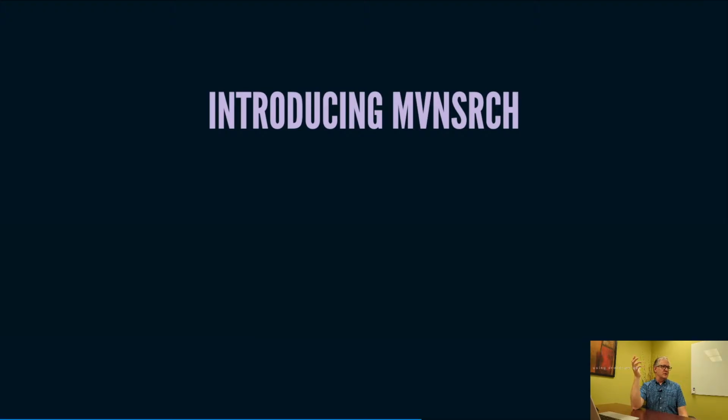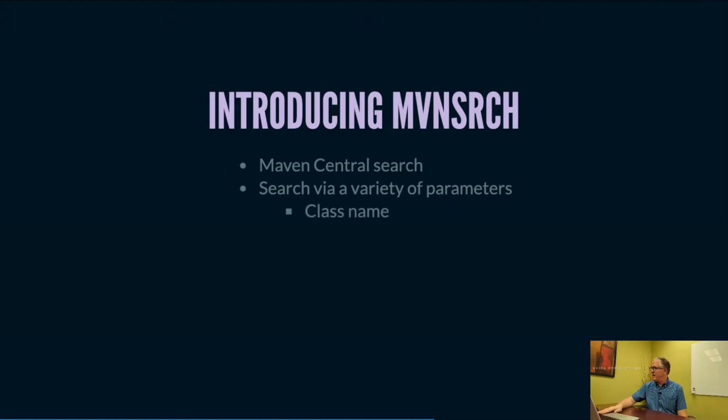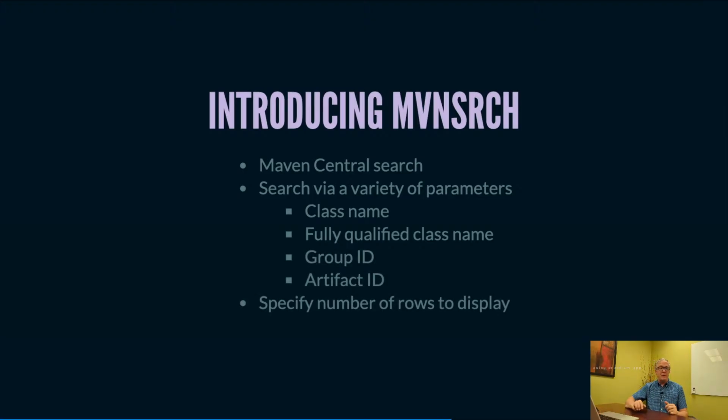One of the things I don't like about it is when I get that class not found exception, sometimes there are slashes in the name, and when providing the fully qualified class name, I can't remember, do I have to change the slashes to dots? I never can remember, so we'll just write one that fixes that. Maven Central Search, we're going to search for a variety of parameters: class name, simple or fully qualified, whatever format you want, group ID, artifact ID, and we will specify the number of rows to display. Pretty simple.